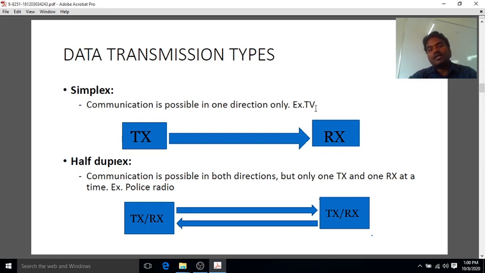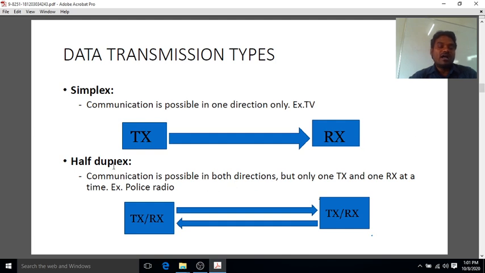In the TV and radio, whatever videos or audio we get, we can enjoy those audio and video, but we cannot communicate with the TV people. Whatever audio, whatever video we enjoyed, we cannot communicate with them. So this type of communication is named as simplex communication, which is only one directional communication. It is one way communication.